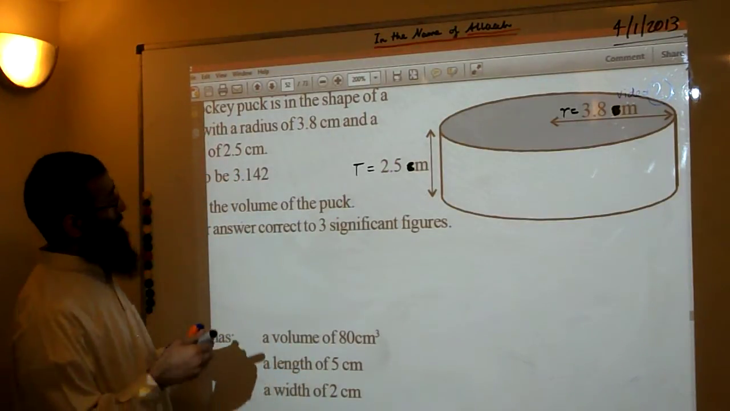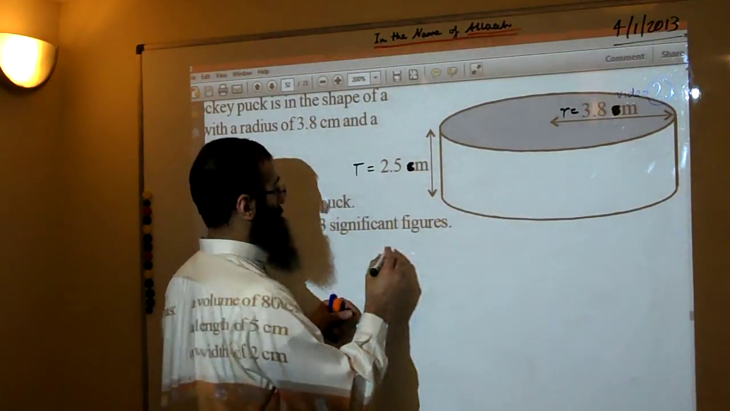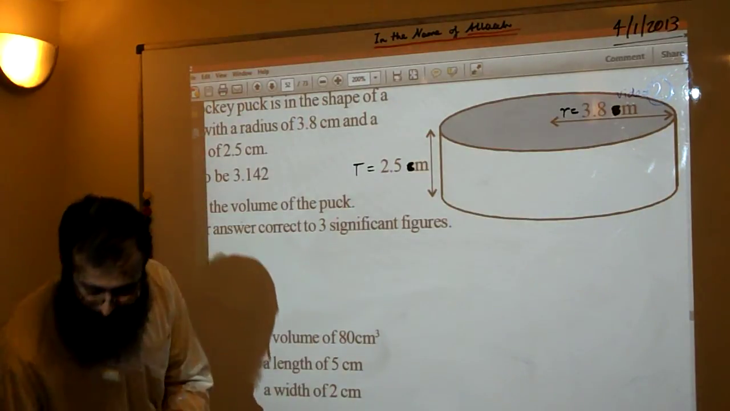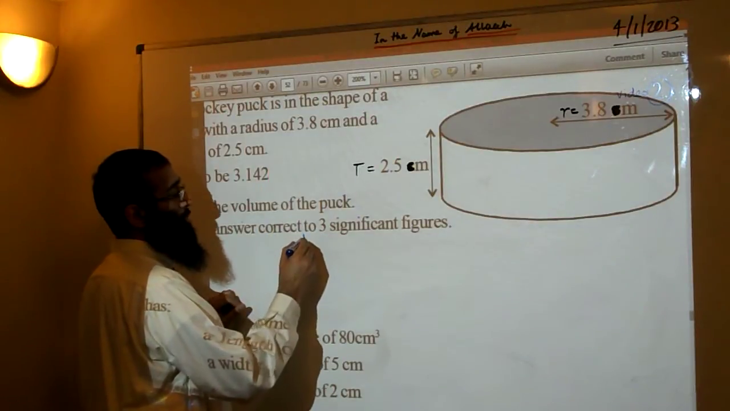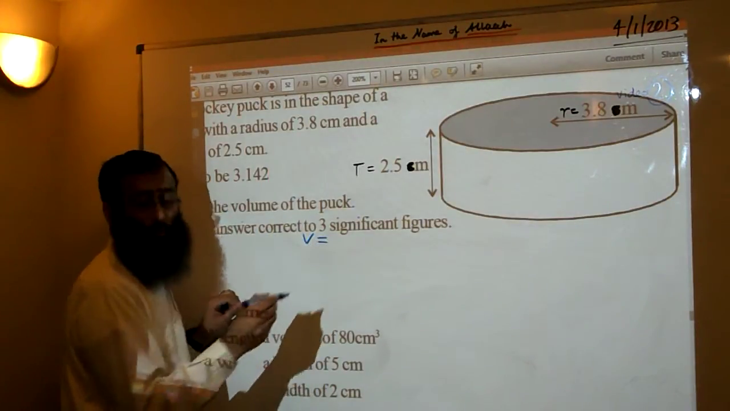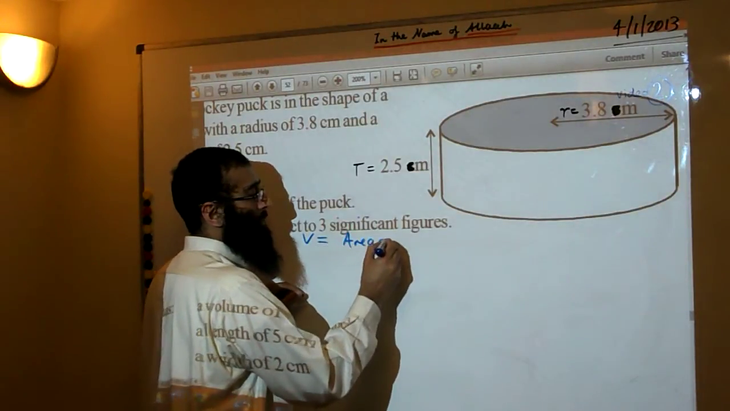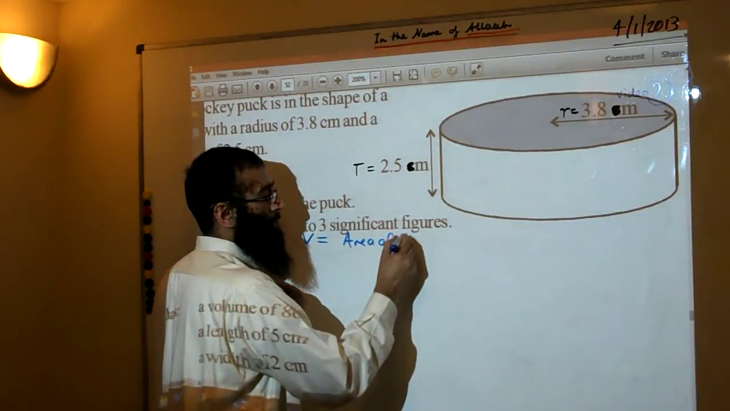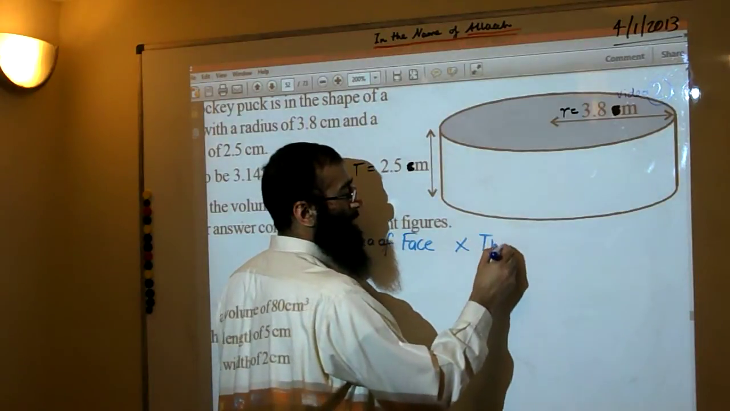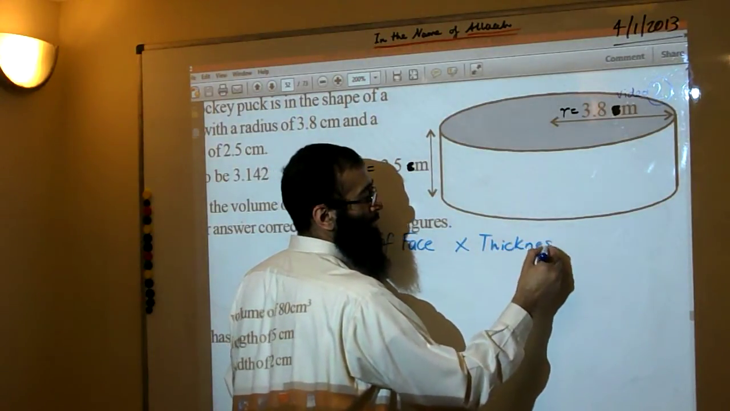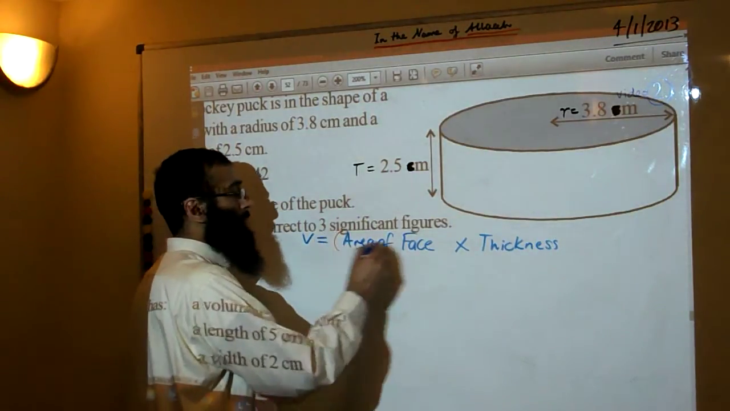So we're going to write down here, we're looking for the right space. Let's change colour. We start with the basic formula. So volume is equal to the area of the face, times by the thickness, or T for short.